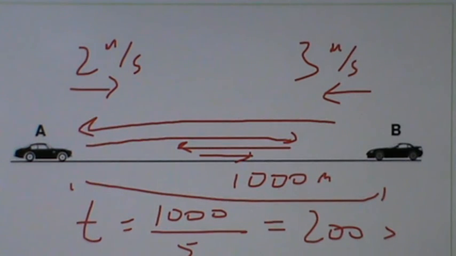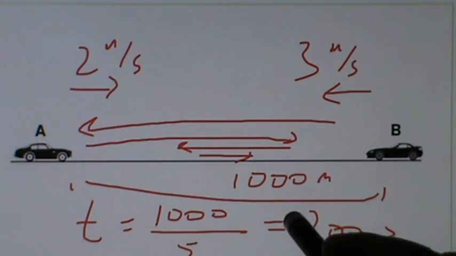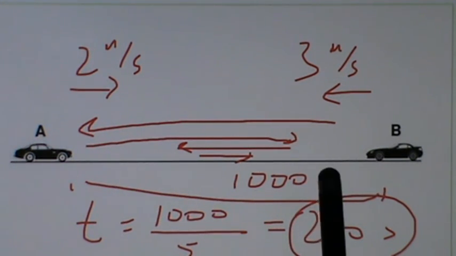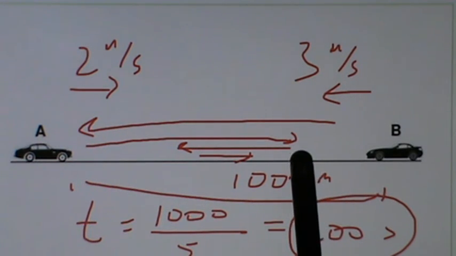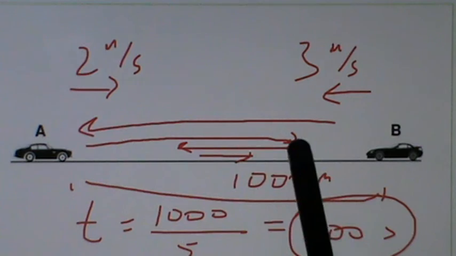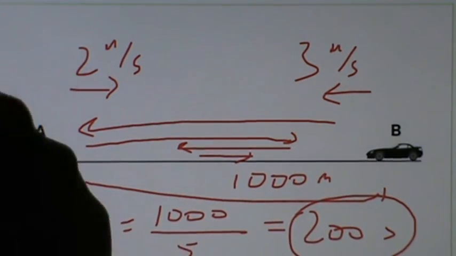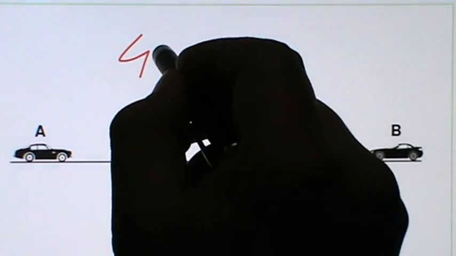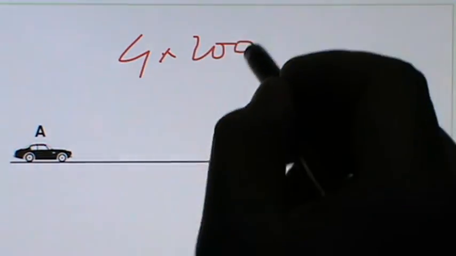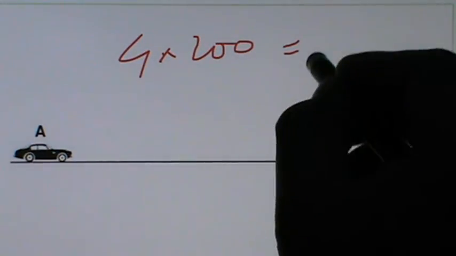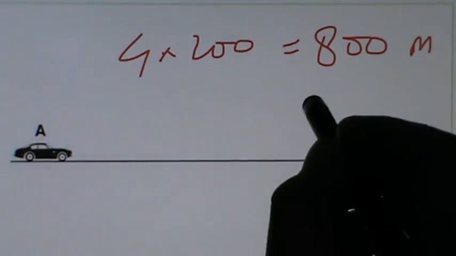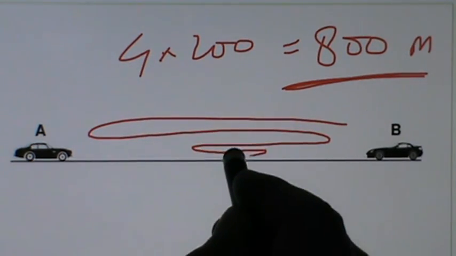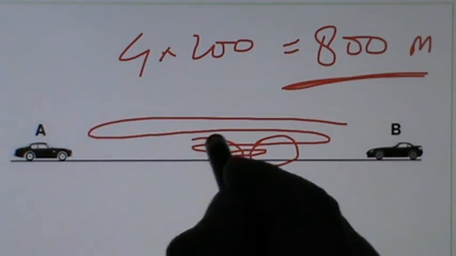So you will get 200 seconds. And this is also the time for the bee to move back and forth. And if the bee has a speed of 4 meters per second, then the total distance traveled by the bee is 4 meters per second times 200 seconds. So you will get 800 meters. This is the total distance traveled by the bee back and forth until the cars meet.